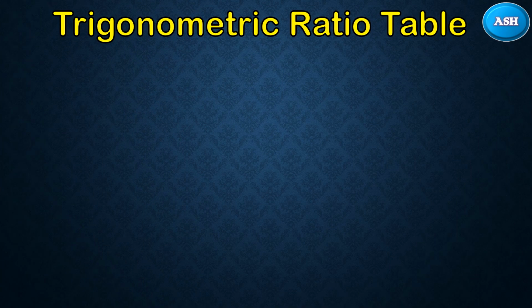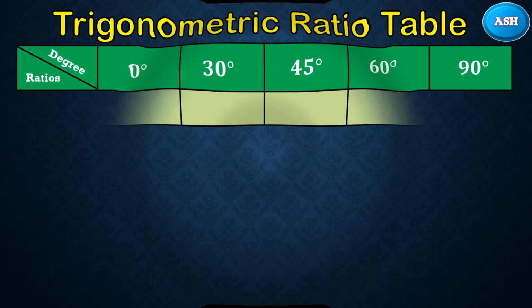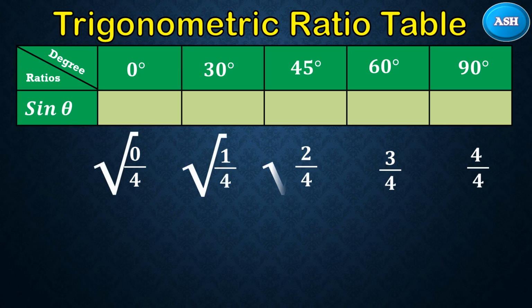Next is the trigonometric ratio table. Firstly, we will arrange the degrees starting from 0 degree, 30 degree, 45 degree, 60 degree, 90 degree. Then we will take our first ratio, that is sine theta. In order to find the values of sine theta, consider the numbers 0, 1, 2, 3, 4 resembling each of the degree columns. Then divide each of the numbers by 4. Now take the square root of each part and calculate them.